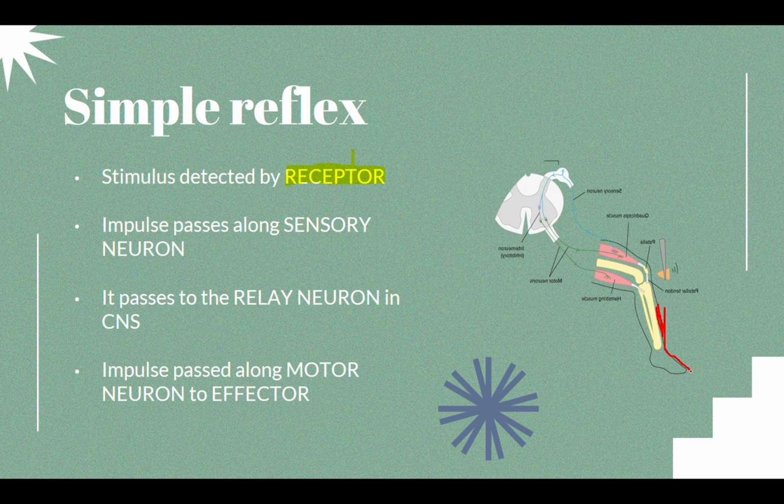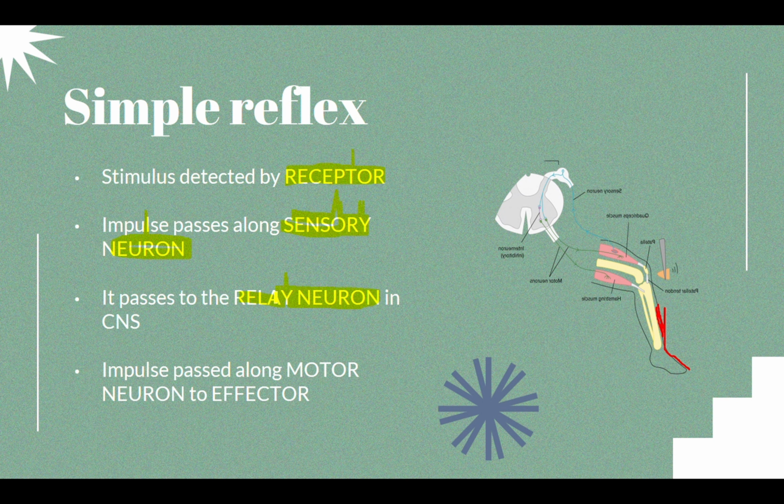They're found with all your body parts. And then the impulse passes along sensory neurons. So, as we said, it would travel from the receptor to the sensory. Then what will happen? It passes to the relay neurons.